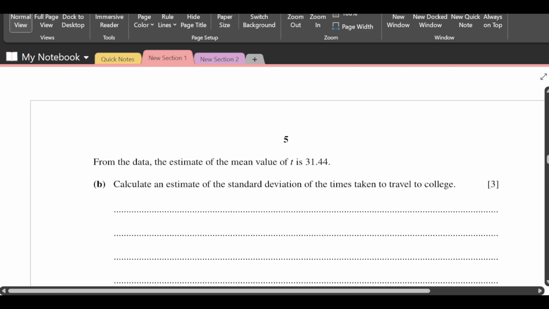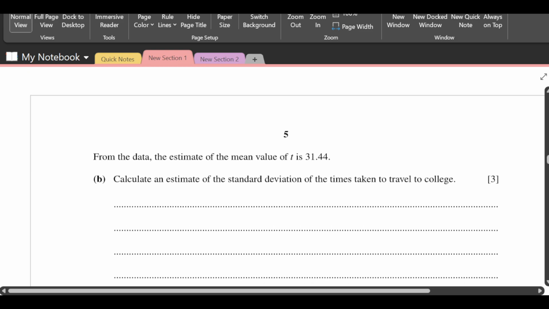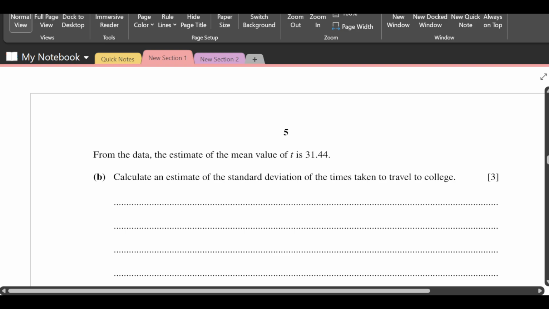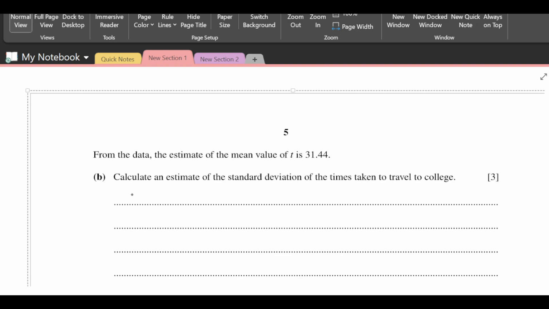Now next part of the question here is from the data, the estimate of mean value is 31.44. So mean is given 31.44. Calculate the estimate for standard deviation of the time taken to travel the college. We have to calculate estimate for standard deviation. Now for that I need class mark first. So here midpoints we can say.